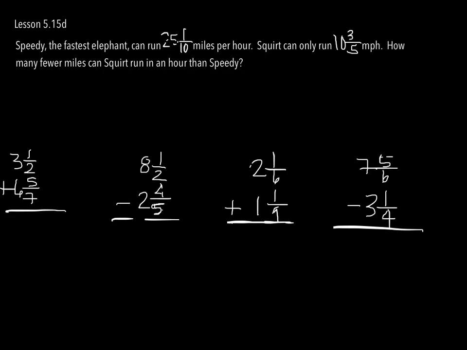Alright, 5th graders, let's see how we did when we were working through these problems. First one, we're looking at Speedy and Squirt, and we're looking for the difference between the two. So what we're going to do is subtract. I'm going to take Speedy and his 25 and 1/10 miles an hour, and we're going to subtract Squirt, his 10 and 3/5 miles an hour, to see what we get. Now the first thing again we need to do is make sure we have the same language, and right now we don't.